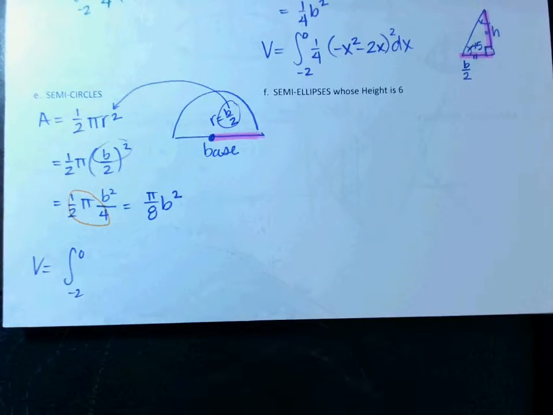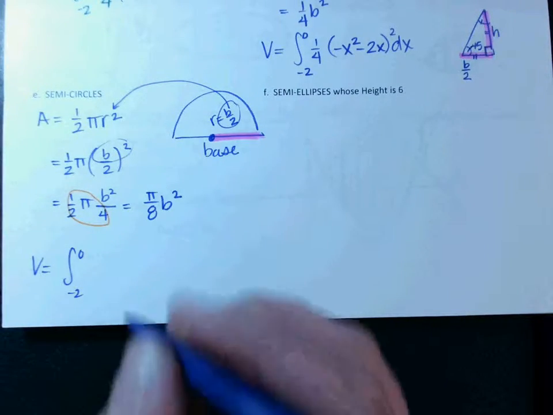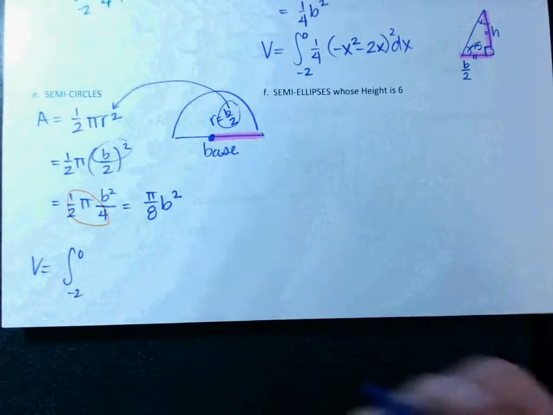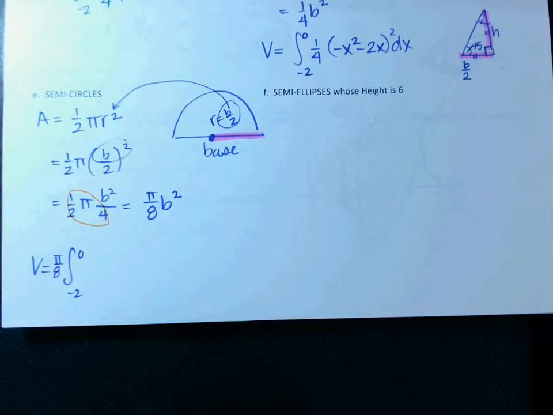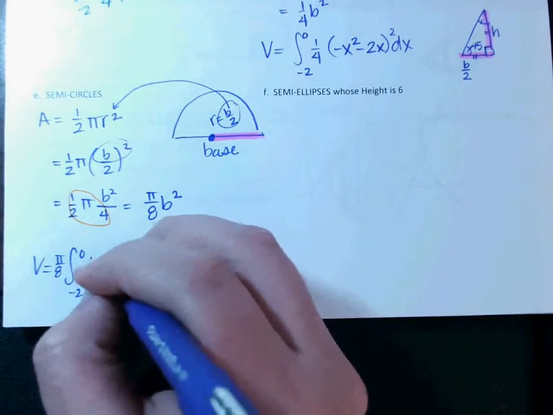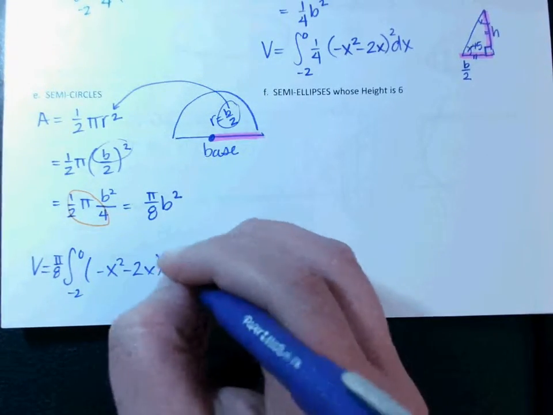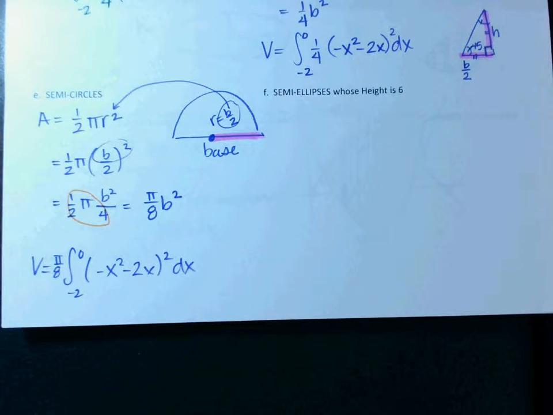Negative 2 to 0. And then remember, you have two choices. You can put the pi eighths here or on the outside. I'm going to put it on the outside. So pi over 8. And then my b is negative x squared minus 2x quantity squared dx. Okay? All right, look at the next one.